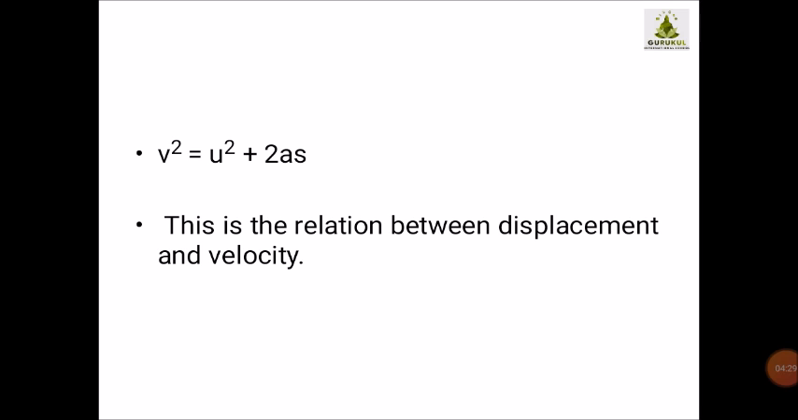v means final velocity, u means initial velocity, a means acceleration, and s means displacement. So v square is equal to u square plus 2as. This will give you the relationship between displacement and velocity.